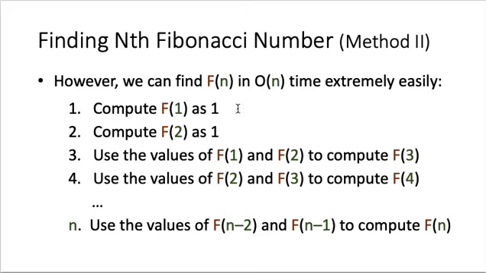The idea is just compute f of 1 as 1 and compute f of 2 as 1. And then, based on the computed values of f1 and f2, we can add them and then get f3. And now we have f3. We have f2 already. So by adding f2 and f3, we get f4. And so on and so forth. So in the end, when we have already computed the values of f of n minus 2 and f of n minus 1, we simply add them and then we get f of n.